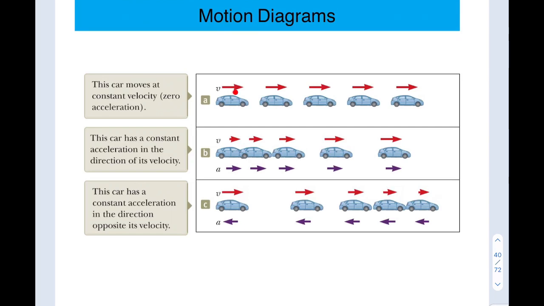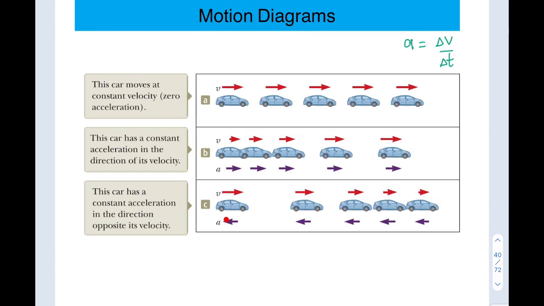So when the velocity is constant, there is no acceleration, because acceleration is defined as delta V over delta T, right? If there is V but the V is constant, there is no delta V. That is why in figure A the acceleration is 0, with no arrow representing the acceleration. For figure B, this car has a constant acceleration in the direction of its velocity, because the velocity is increasing uniformly. That is why the A is uniform or constant.